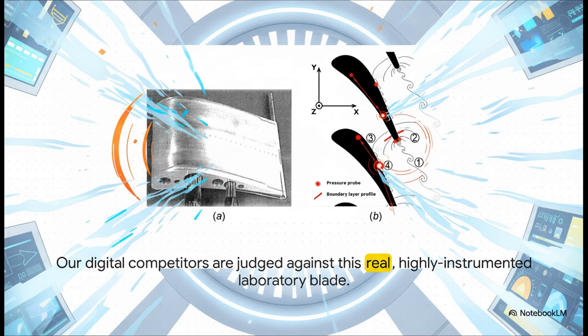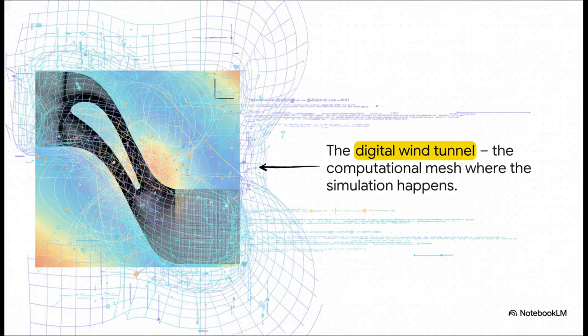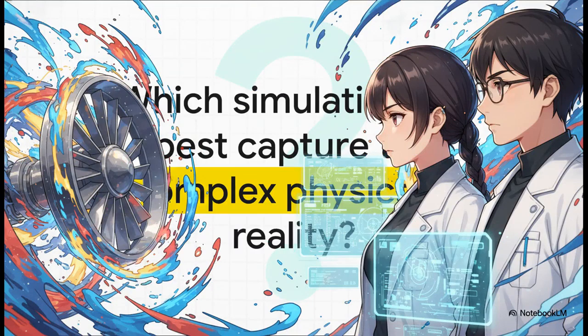This physical experiment, this is our ground truth. This is the hard data that our 3 digital competitors absolutely have to match. And in the digital world, this is the arena. This is the computational mesh. It's a meticulously constructed 3D grid made of hundreds of thousands of points that surround a digital version of the blade. It's inside this grid where the fundamental laws of physics are solved to simulate the flow of air. So, the stage is set. The competitors are ready. The real-world data is waiting.